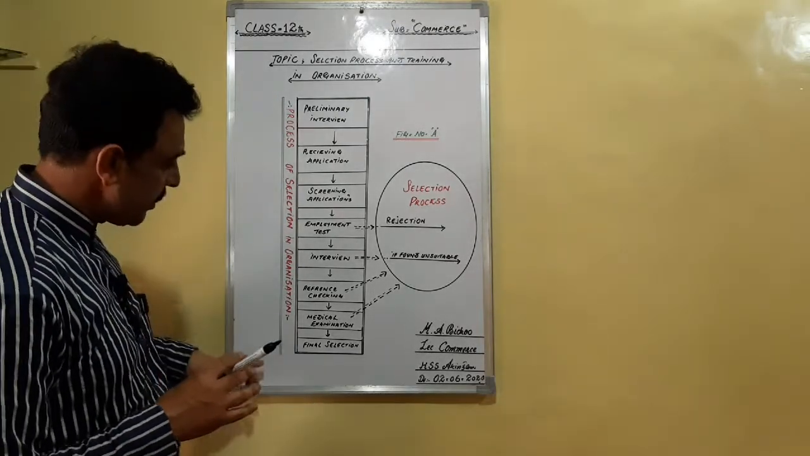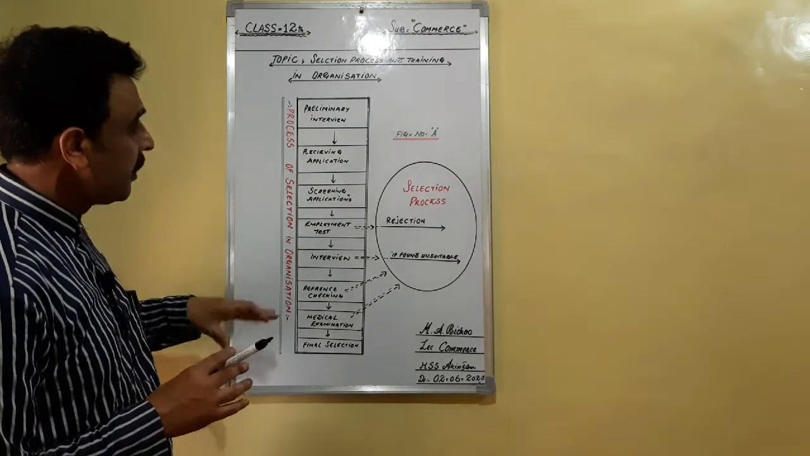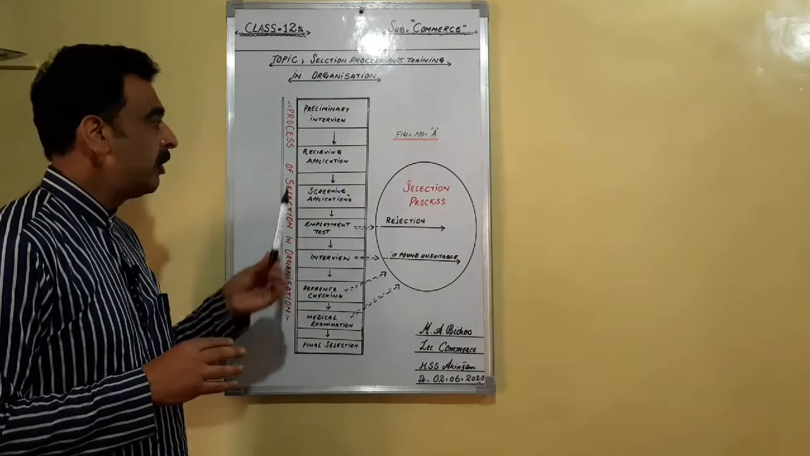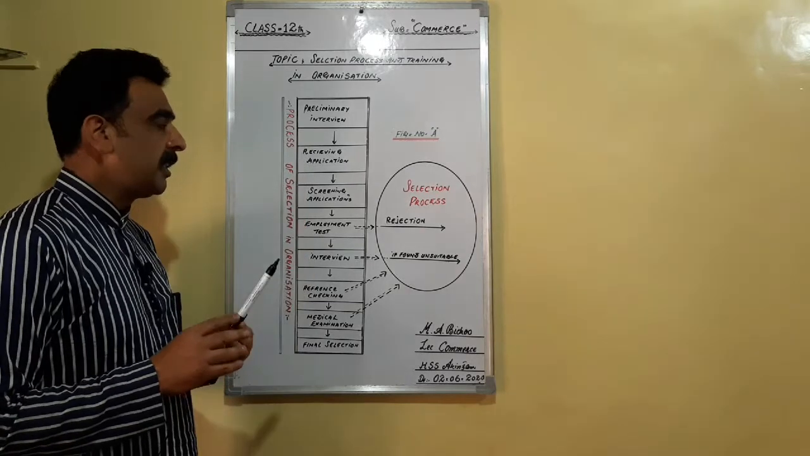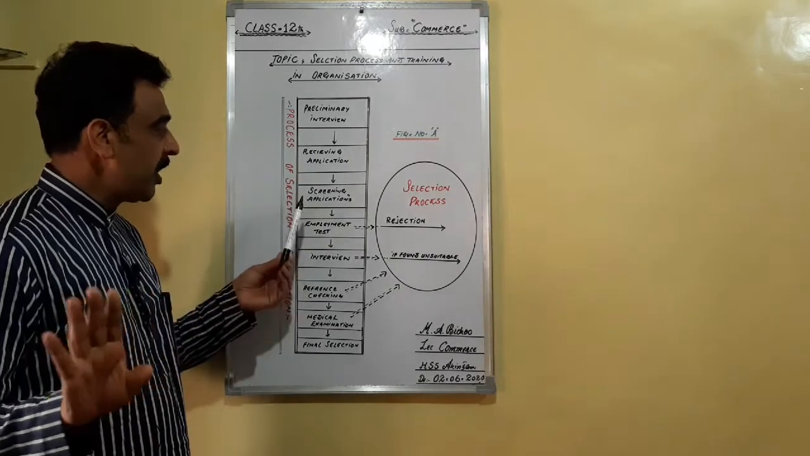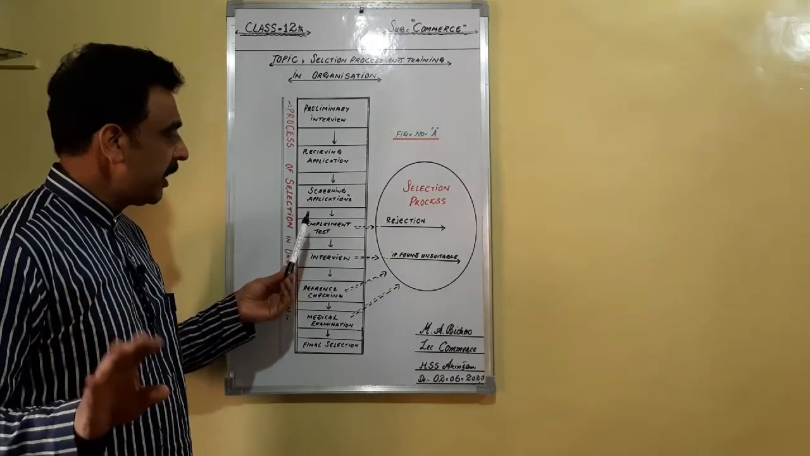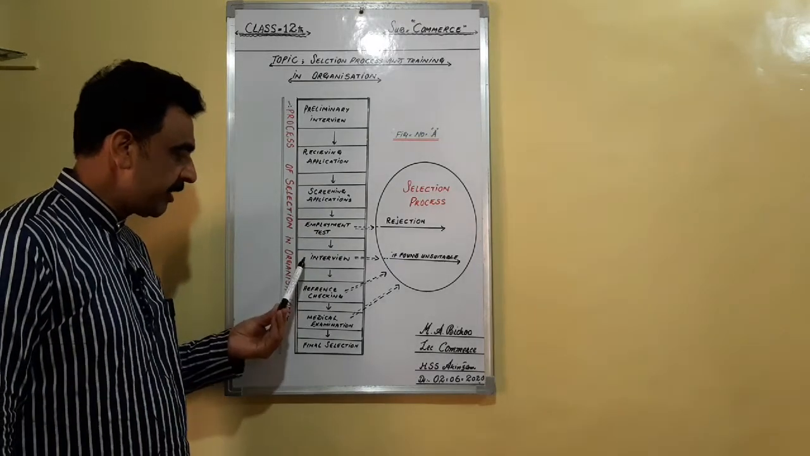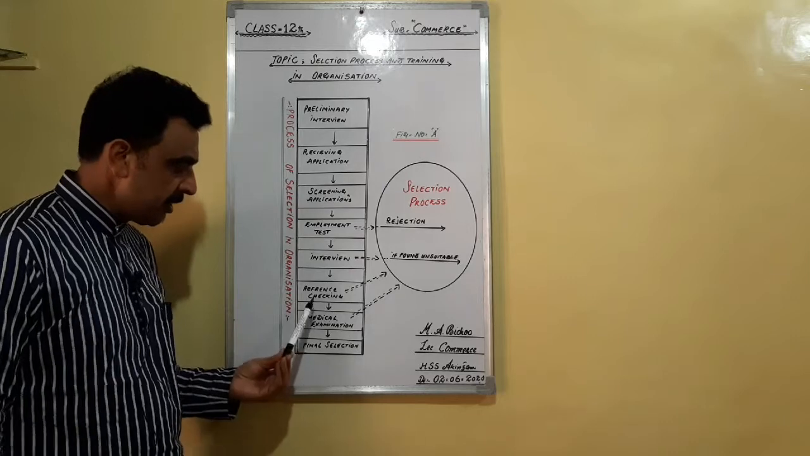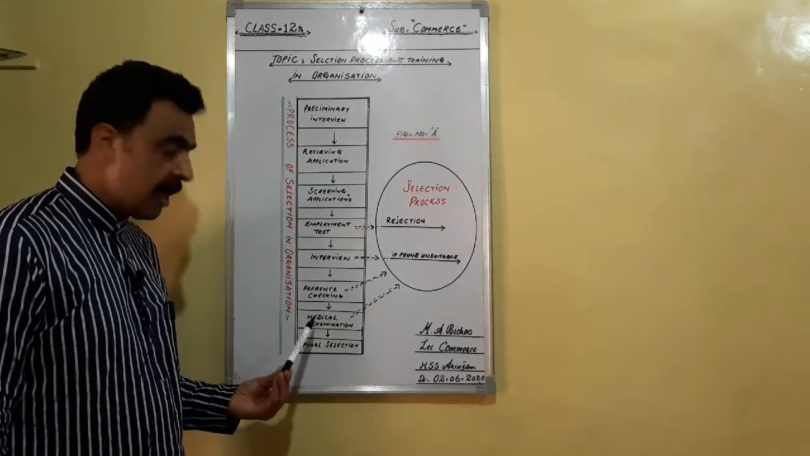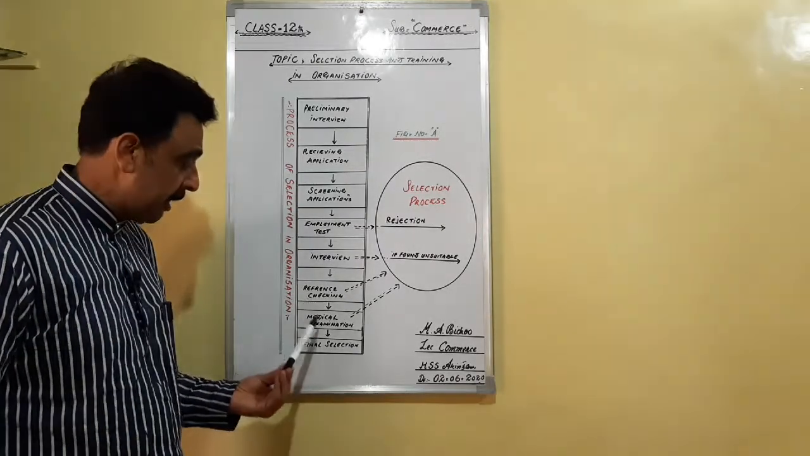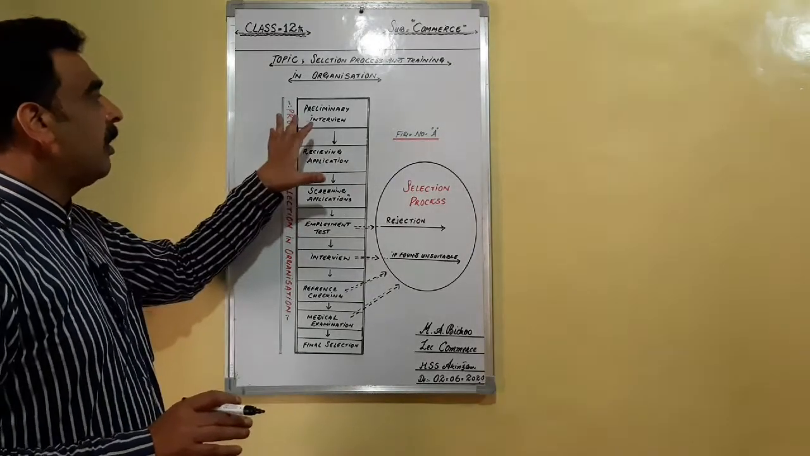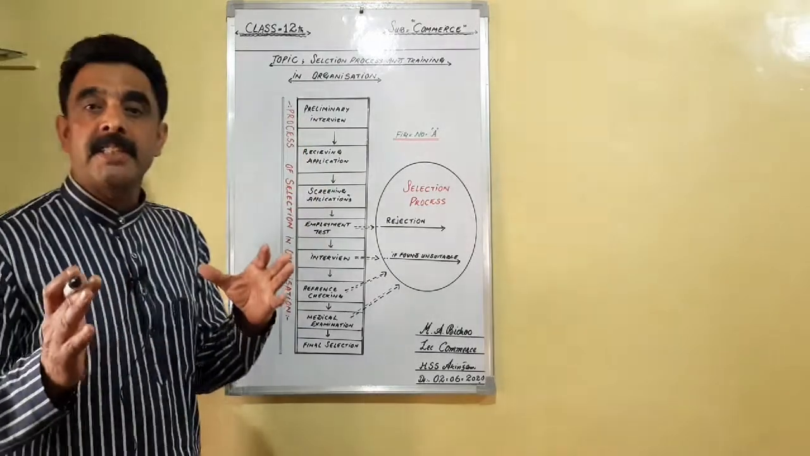This diagram depicts the selection process in the organization. Number 1 is preliminary interview. Number 2, receiving application. Number 3, screening application. Number 4, employment test. Next, interview. Next, reference checking, followed by medical examination. Then final selection.